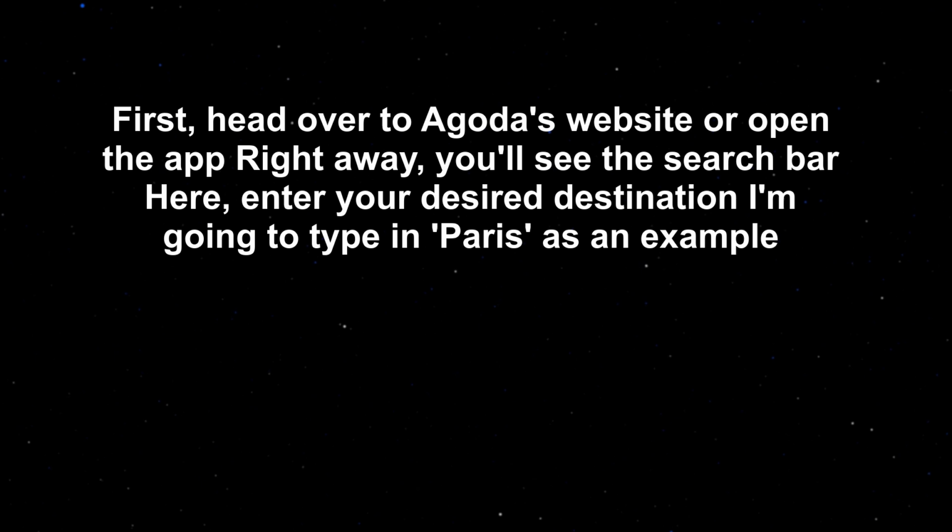You'll see the search bar here. Enter your desired destination. I'm going to type in Paris as an example. Next, choose your check-in and check-out dates. Select the dates you plan to stay, and then click Done.